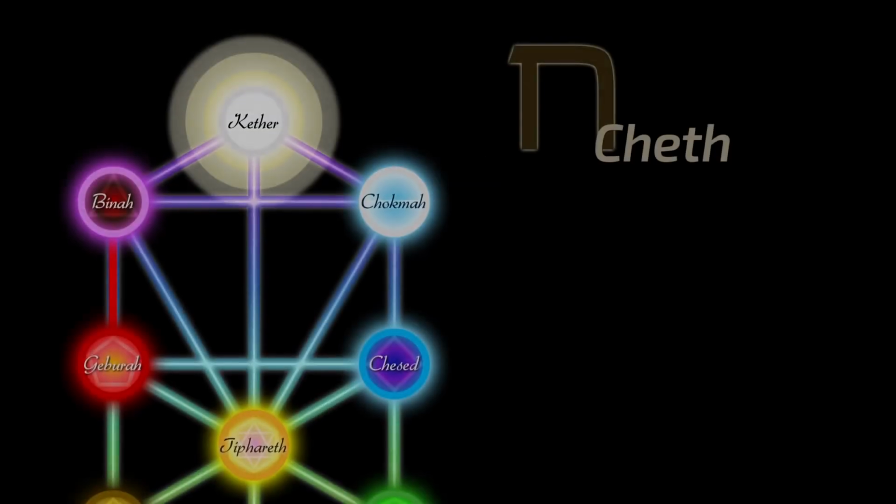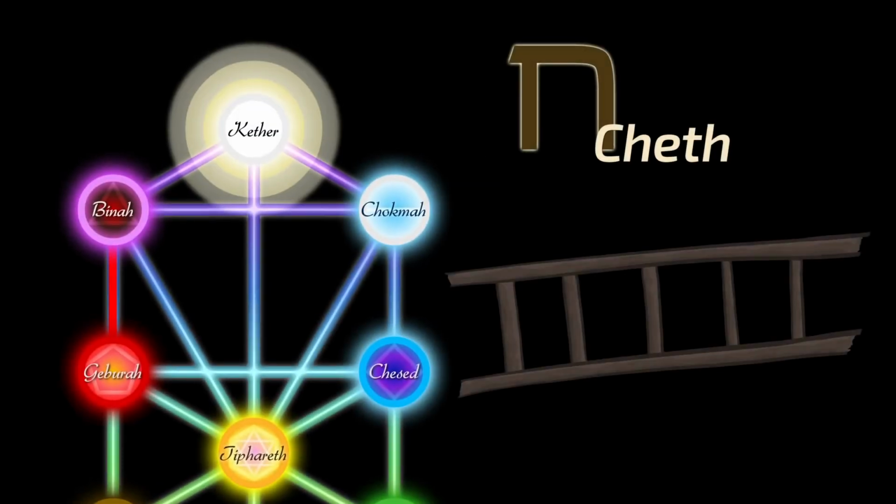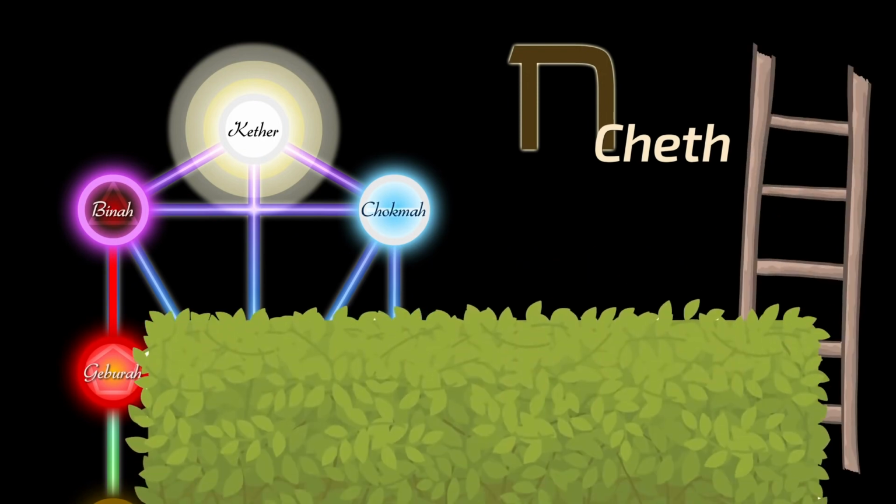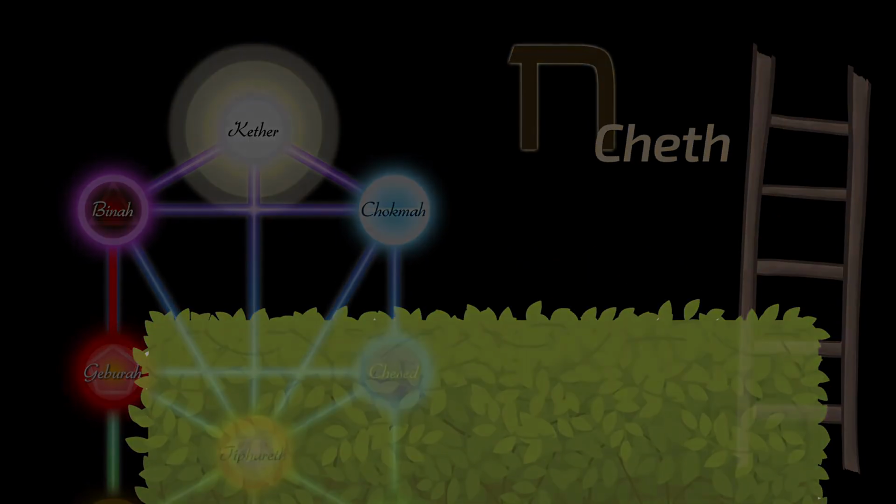The eighth path, Chet. Chet has several main descriptors. The most common is that of a fence or ladder, though sometimes also described as a hedge. The idea behind the fence or hedge is that of a boundary layer by which the creation can become manifested within. And a ladder is really just a fence on its side, delineating the multidimensional boundary that is being created.